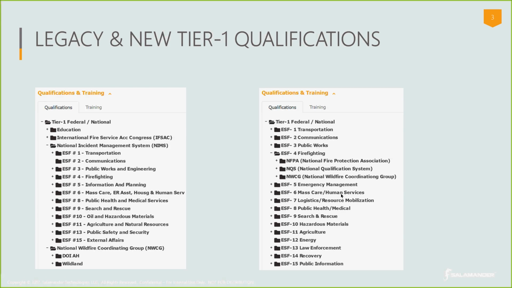Now, to access the new Tier 1 qualification set, your Salamander Live account administrator is going to need to contact us at orders@salamanderlive.com. And they need to specifically request to switch over to the new Tier 1 qual set. Once you switch over, your Tier 1 folder will only contain the new qualification set. So when you go in there, this is all you're going to see in there. Of course, your other tier folders, such as your Tier 2, 3, 4, and 5, so that's your state, region, local, and other folders, those will remain untouched and look the same as it did before the switch.